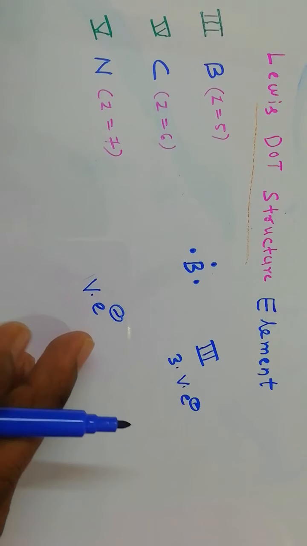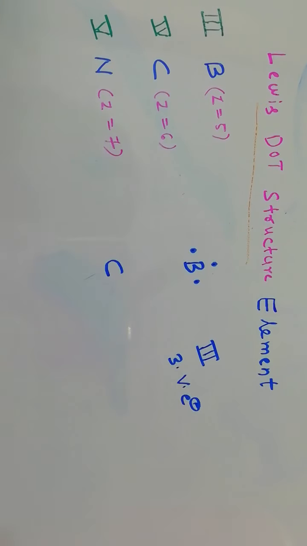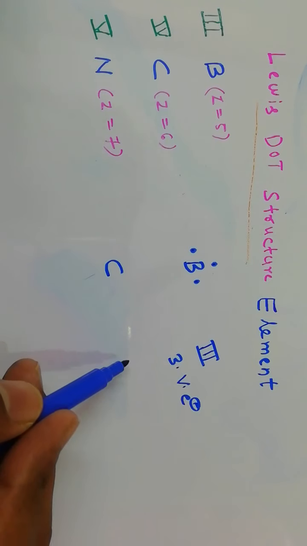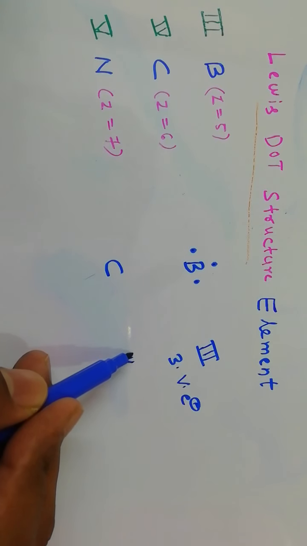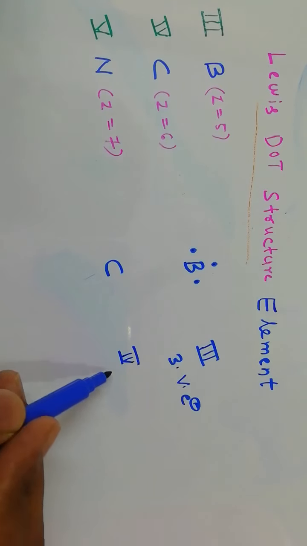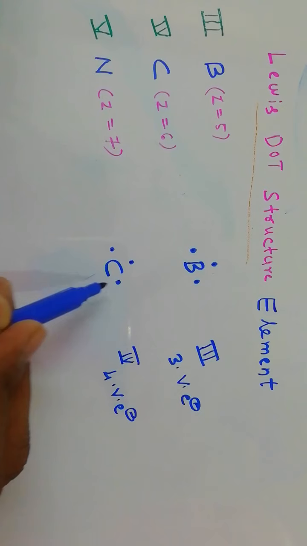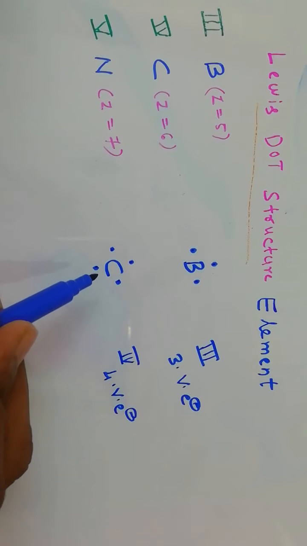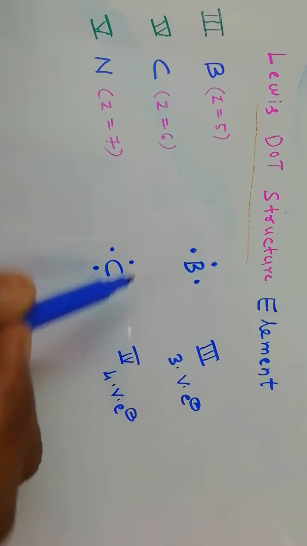Let's take carbon as an example. This carbon belongs to which group? It belongs to the fourth group, so carbon will have 4 valency electrons in its valency shell. Write those 4 electrons around the carbon. So this is the Lewis dot representation of the carbon element.